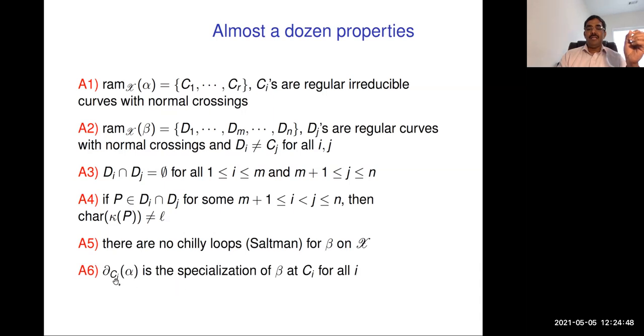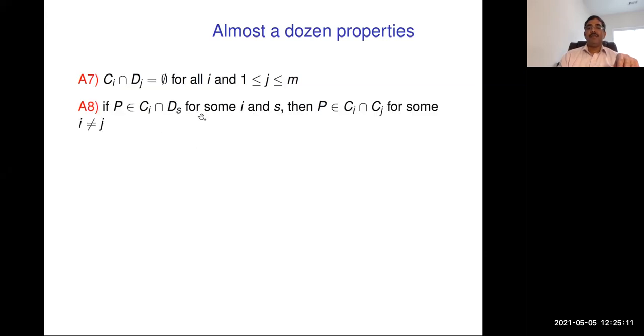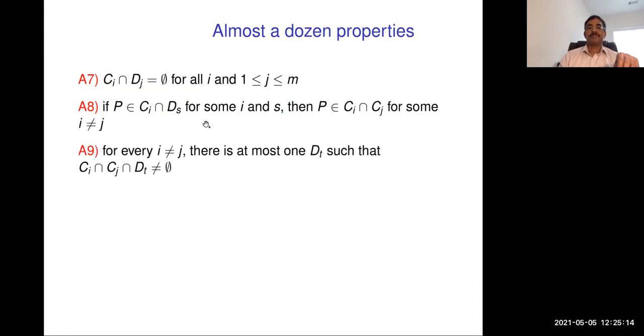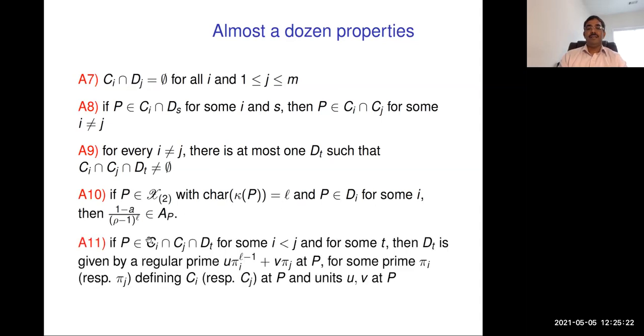And the residue of alpha at C_i is a specialization of beta at C_i. Beta is an algebra over the function field, so beta is regular at C_i, and the specialization is an algebra, and that should be the residue. And there's one more condition about the C_i intersection D_j. They should be empty for all j less than or equal to m and for all i. And we have one more condition on these intersections. And there is one more, and there's one more. So one needs to achieve all these things.